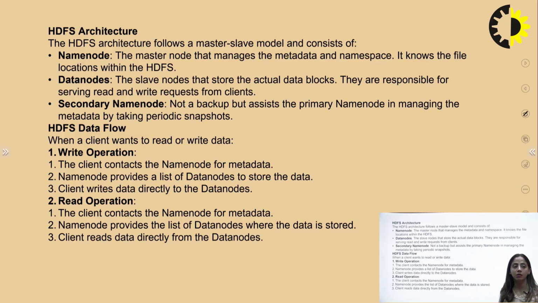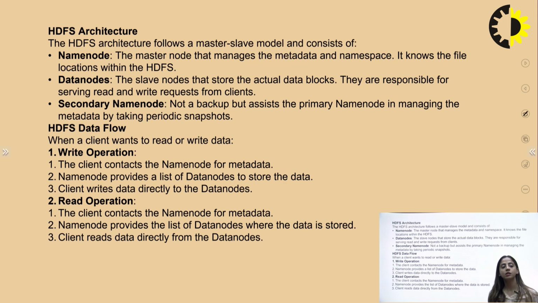Now the HDFS architecture. The HDFS architecture follows a master-slave model and consists of name node, data nodes and secondary name node. The master node that manages the metadata and namespace is the name node. It knows the file locations within the HDFS. Data nodes are the slave nodes that store the actual data blocks. They are responsible for serving read and write requests from clients. Secondary name node is not a backup but assists the primary name node in managing the metadata by taking periodic snapshots.